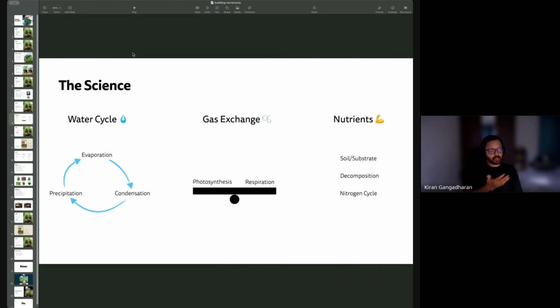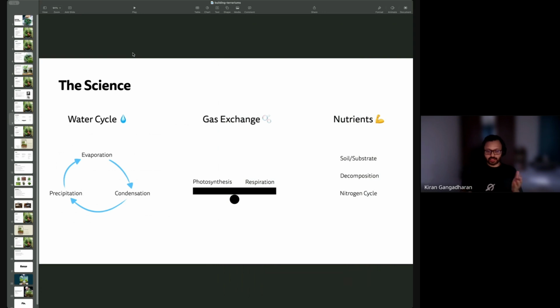For example, the setup that I use, I sometimes just leave it for a month and I don't even look at it, and it does fine. There's no problem. Plants are healthy. So the cycle itself is pretty stable. But we'll come to where human intervention might be required at the end.